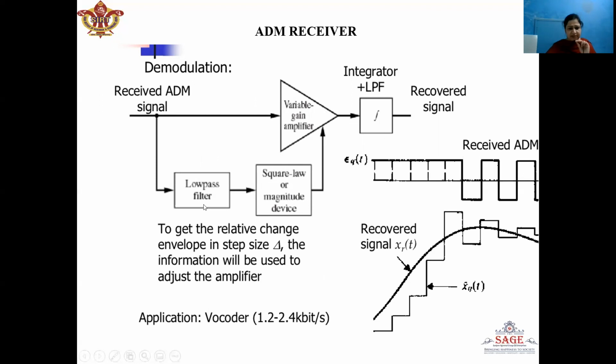Now, low pass filter will act as an integrator which will sum up the incoming ADM signal. Now, when we have sequence of ones or high voltage, then when it is summed up by the low pass filter, it will generate a high value. And this high value, when given to the square law device, will generate a larger value, which will increase the gain of the variable gain amplifier.